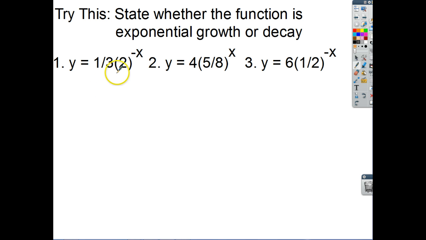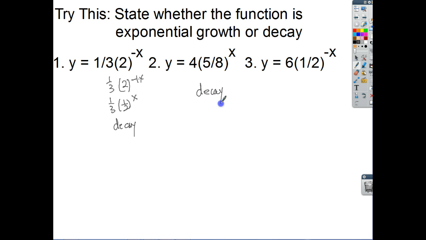All right, back to you here. Number 1 is like that last one we had, so we're going to separate that negative on the negative x as negative 1 times x, and so you have 1/3 times 2 to the negative 1. You have 1/3 times 1/2, since 2 to the negative 1 is 1/2, raised to the x, and this is clearly going to be a decay function. This one, 5/8, has no negative up here. The 4 doesn't matter. It's all based on the 5/8, and that's definitely between 0 and 1.